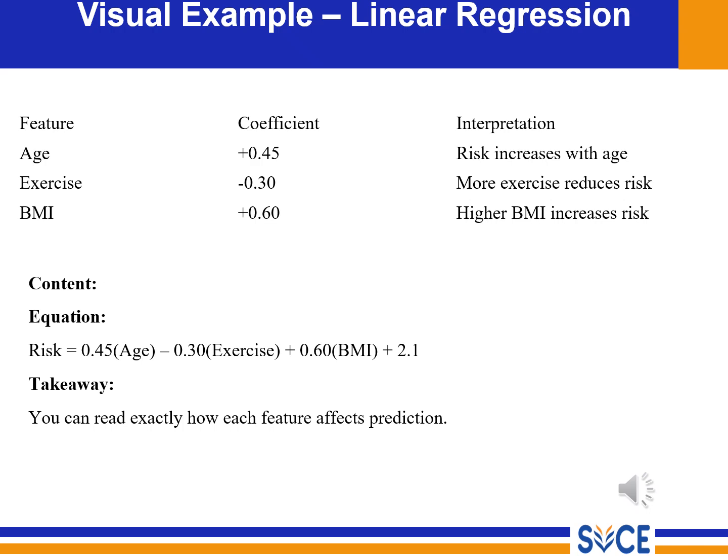Okay students, have you understood how coefficients explain the behavior? What are the coefficients here? Age increases risk. Exercise reduces risk. BMI increases risk more. So that is how the coefficients explain the behavior.